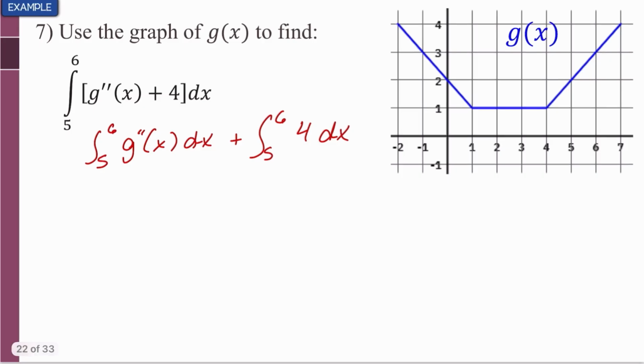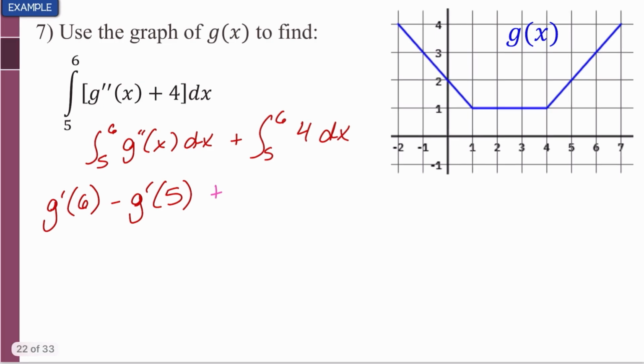So let's do the fundamental theorem of calculus. This means we're going to do the antiderivative of g double prime, which would be g prime of 6 minus g prime of 5. I'm going to switch colors here. Plus, then here we can just do the regular antiderivative of 4, which would be 4x, which we're going to evaluate from 5 to 6.